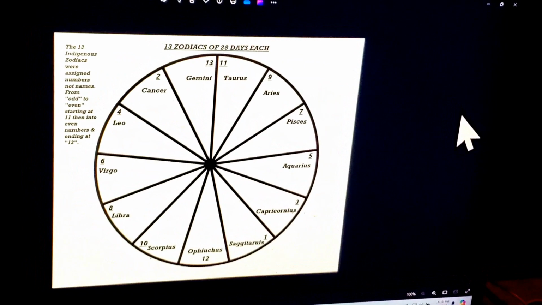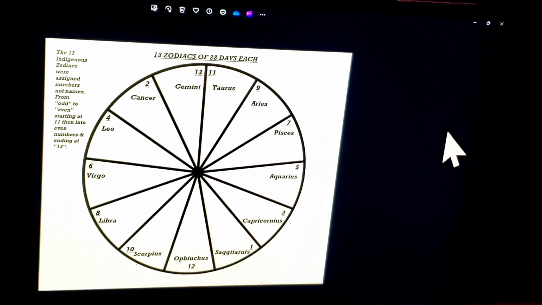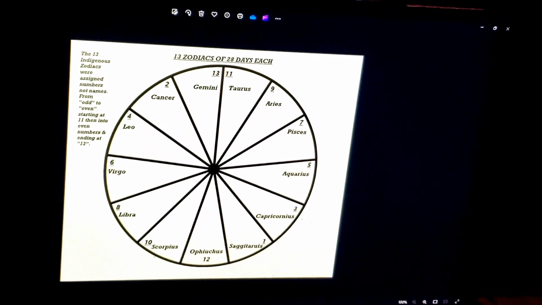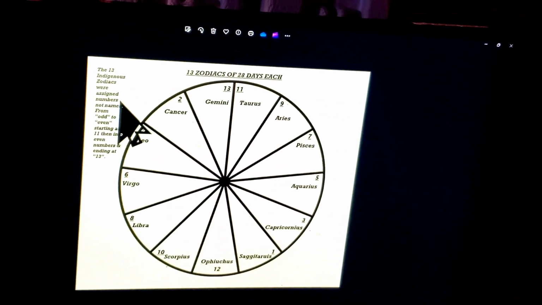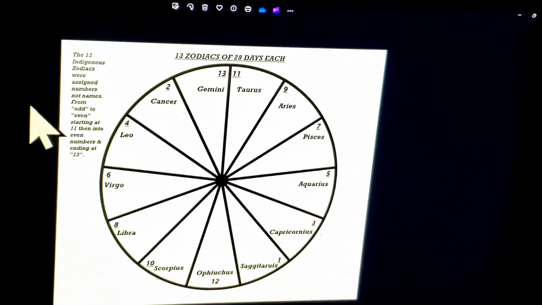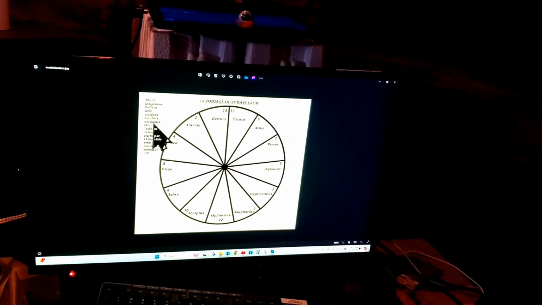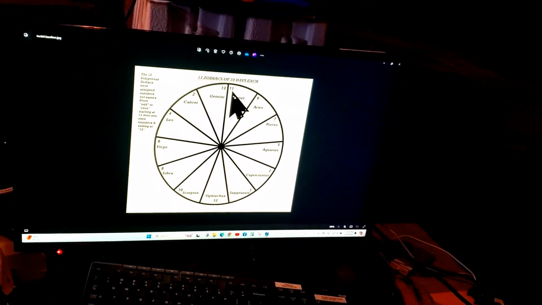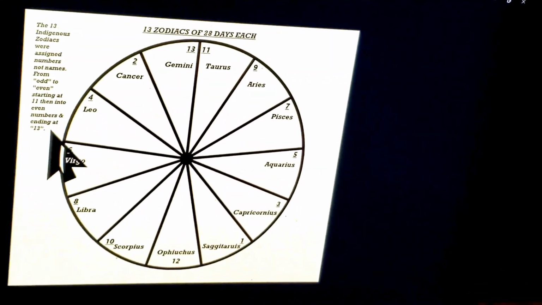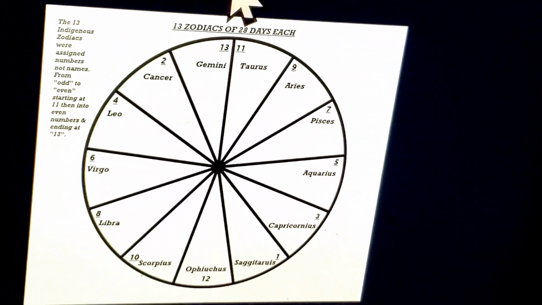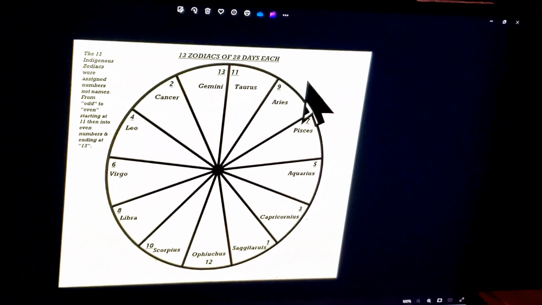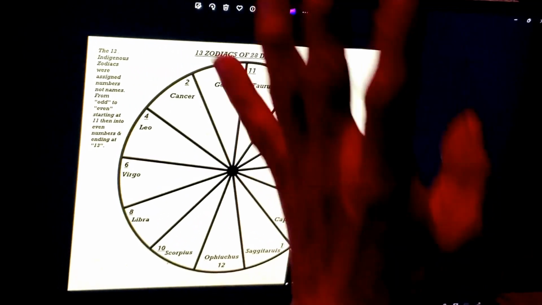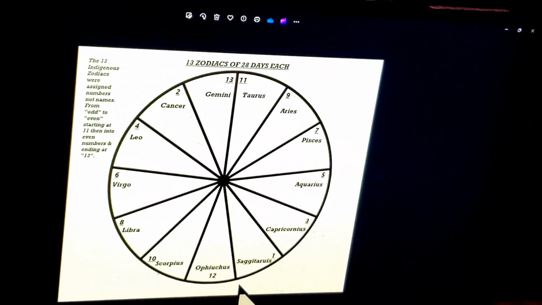Here's the planetary pizza of 13 with the 13 zodiacs applied to it. The 13 indigenous zodiacs were assigned numbers. They weren't given names like we use today. They were given numbers, not names. And the numbers go from odd to even, starting at 11 and then even numbers, ending at 13. In other words, 11, 9, 7, 5, 3, 1. There are the odd numbers.